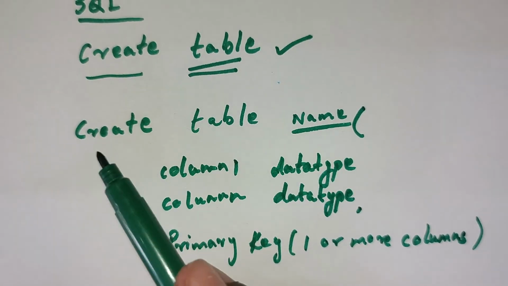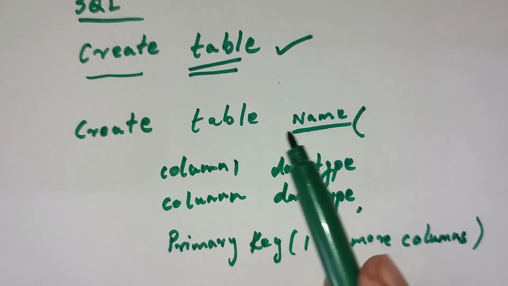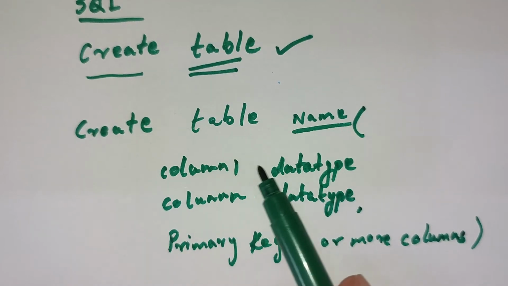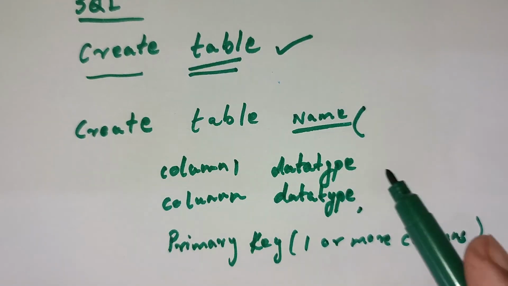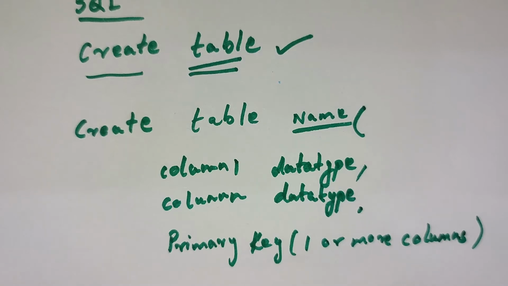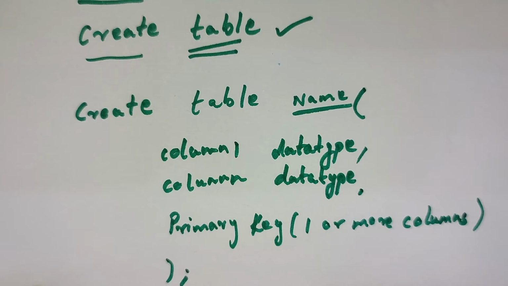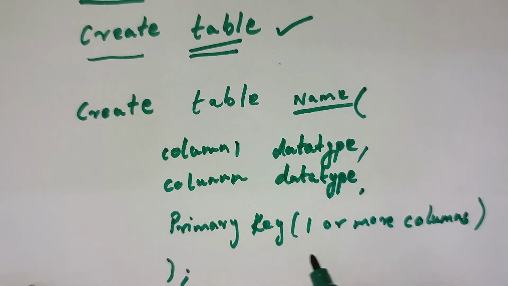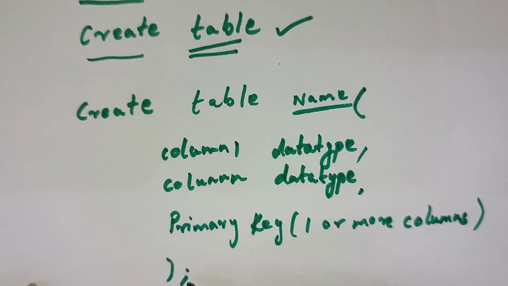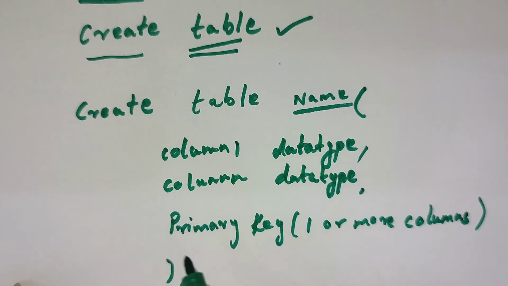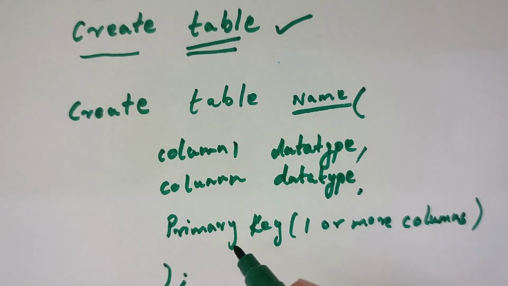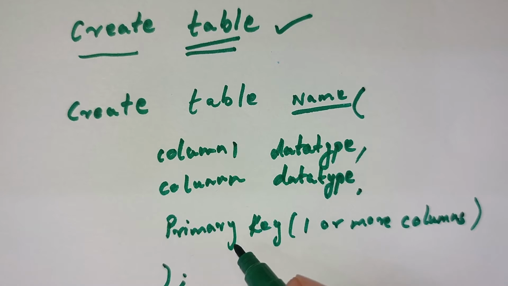So after you create a table with the table name, defining the column names and the data types, setting up the primary key and everything, you have to close the braces, and always the SQL statement ends with a semicolon. So guys, this is the basic syntax of how to create a table in SQL. By using this, simply we can create a table. Okay, so let's see it with an example.